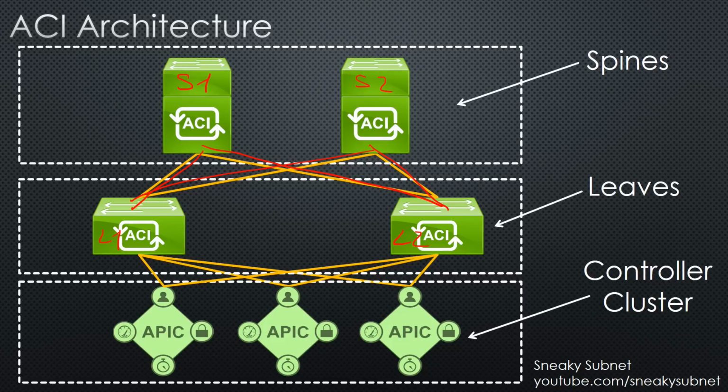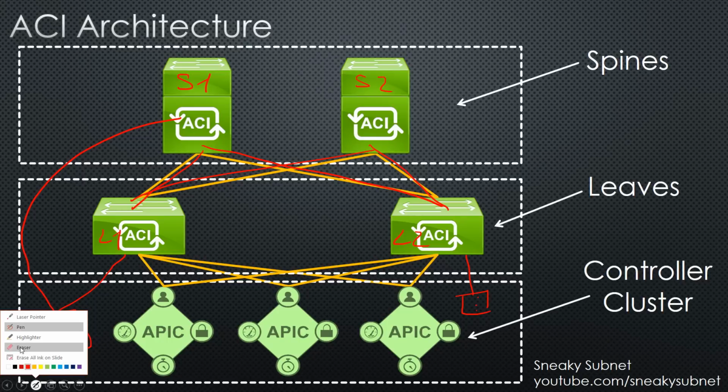Endpoints should be plugged only into leaf switches. So if you want to plug servers into your fabric, you will plug them into leaf switches. In 99% of cases, spine switches will have connections only to leaf switches, but there are some exceptions. But anyway, you will not plug your server into spine switches directly. It is not supported.